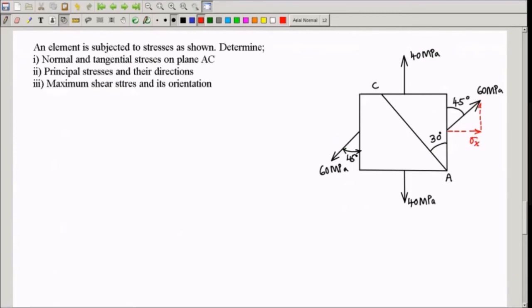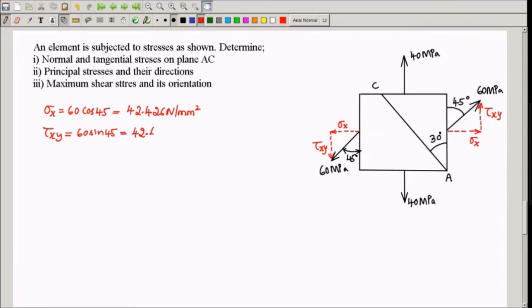And the other component will go for shear stress because it is on the vertical plane here. Similarly, on the other side also I can write like this. This becomes sigma x and this becomes tau xy. So when you resolve the given 60 MPa, sigma x becomes 60 cos 45 and tau xy is 60 sin 45. 60 cos 45 is 42.426 and this will also be the same, 42.426 Newton per mm square.